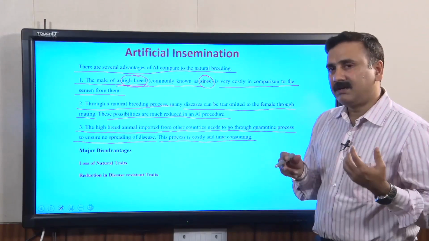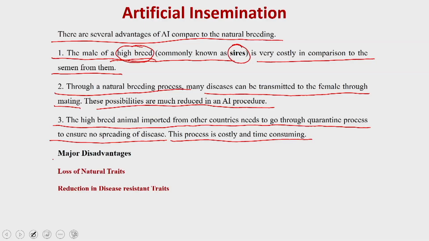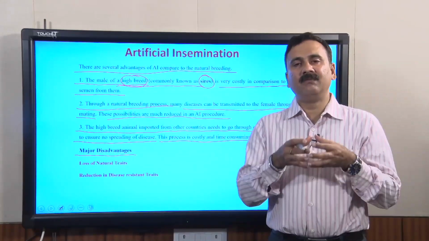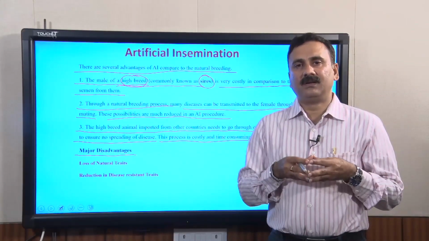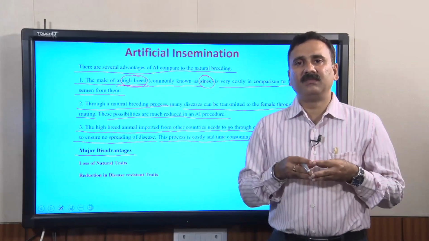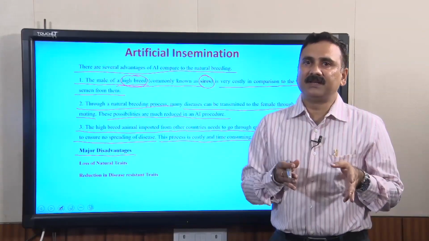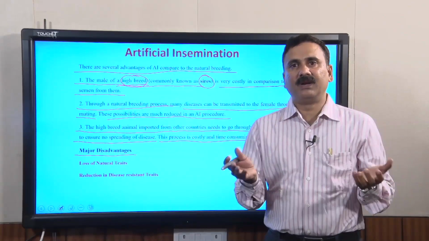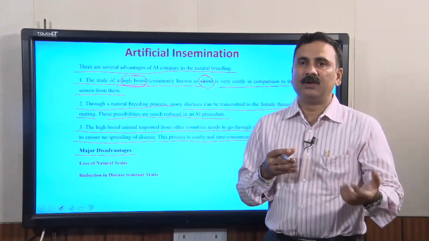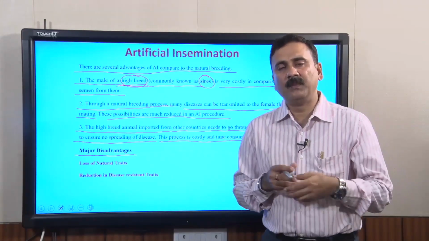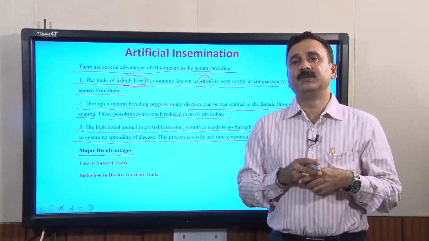But there are disadvantages of artificial insemination. What are these disadvantages? See, we are living in a country where we have inbred animal species, and the major advantage of these inbred animal species is that they are very resistant to the diseases which occur in our environment. For example, if you go with any kind of breed which is coming from Australia or America or Europe, they have never been exposed to these diseases.